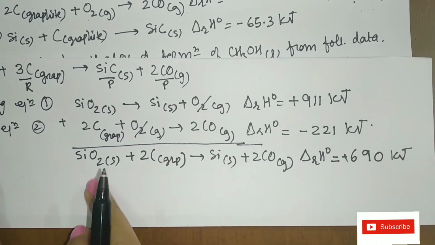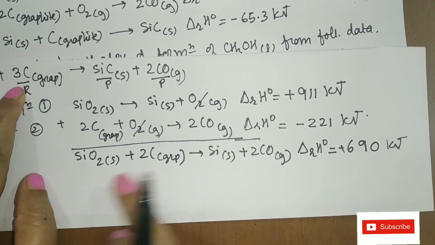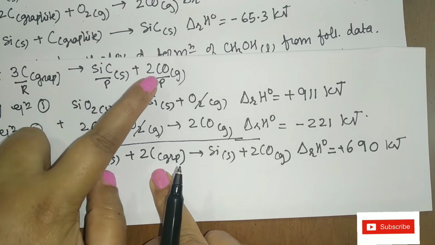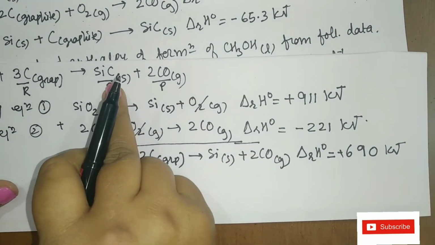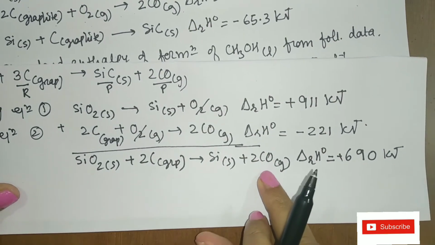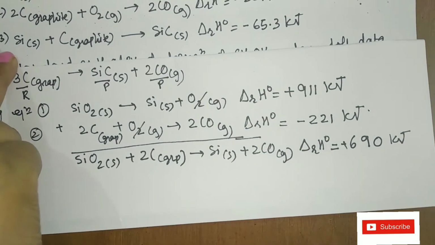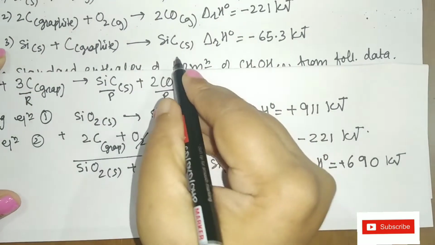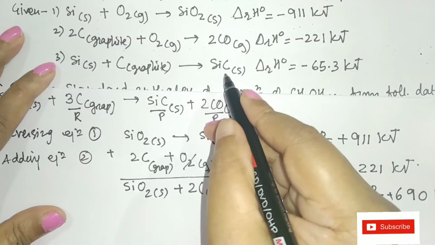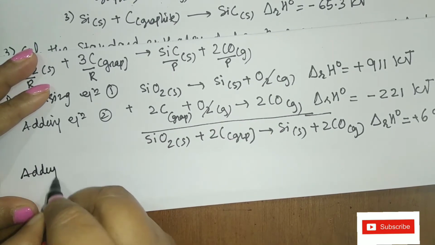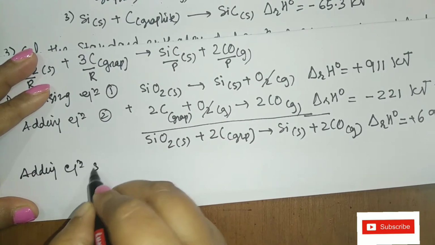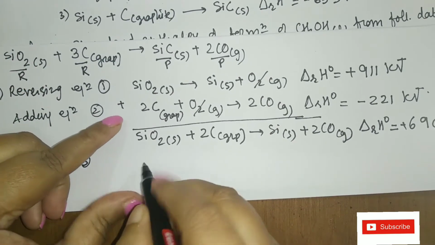So I have reached up to this. I got silicon oxide on the reactant side. I got carbon here. I got carbon monoxide also here. But what I want is silicon carbide on the product side. Now if I check, the third equation is having silicon carbide on the product side. So simply again I will write adding equation 3. So let us add equation 3 to it.